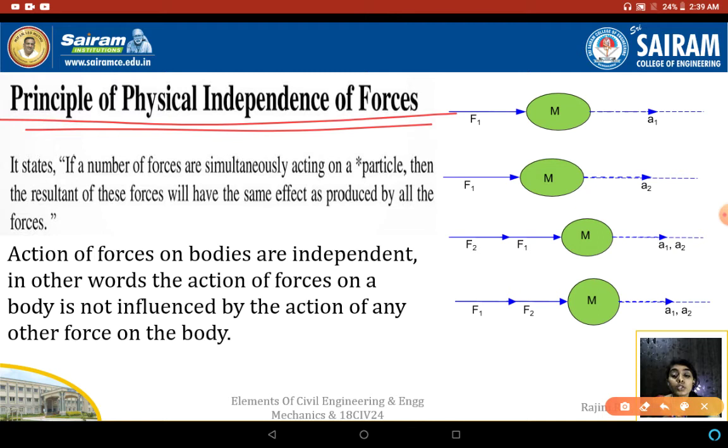So the action of forces on bodies is independent. In other words, the action of a force on a body is not influenced by the action of any other force on the body. That means one force's action does not depend on any other force; it acts individually and independently. So you can just remember this word, independence. All the forces act independently on the body without considering any other forces.